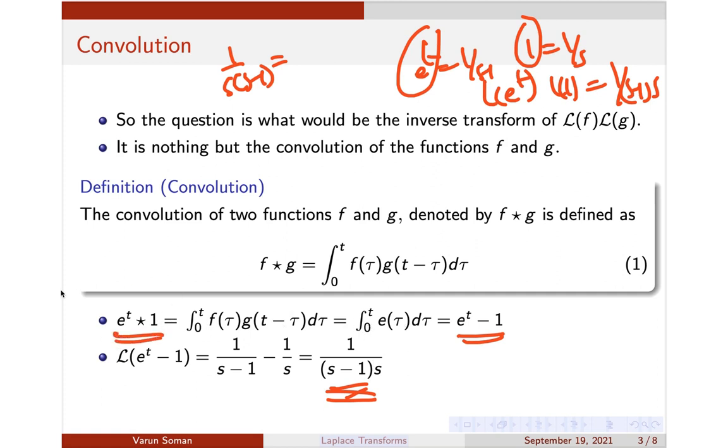We'll come to that later, but this is how you do convolution. I hope you understand how to find e raised to t star 1. Before that, let me introduce one more property here. What is the meaning of 1 star e raised to t?